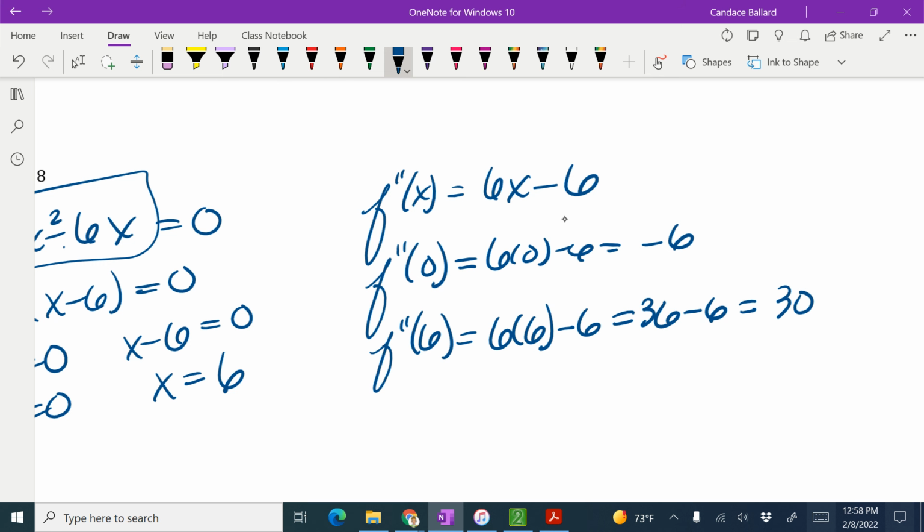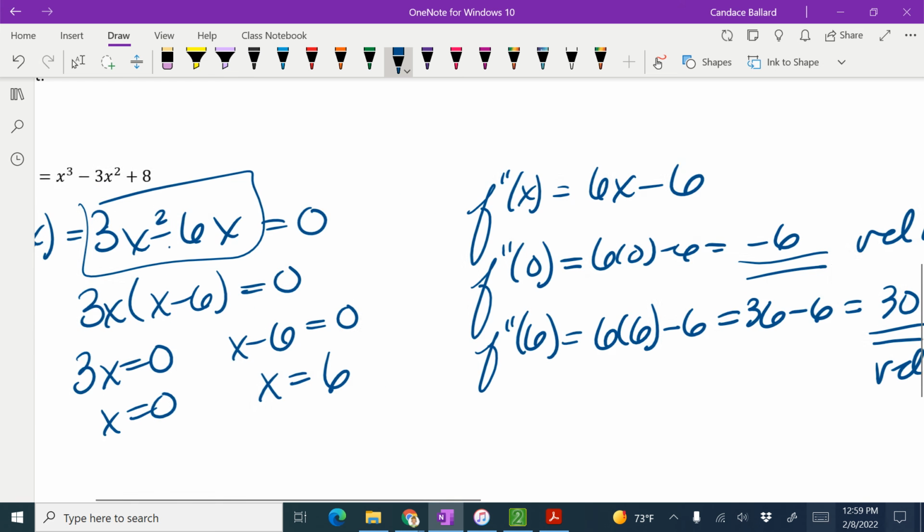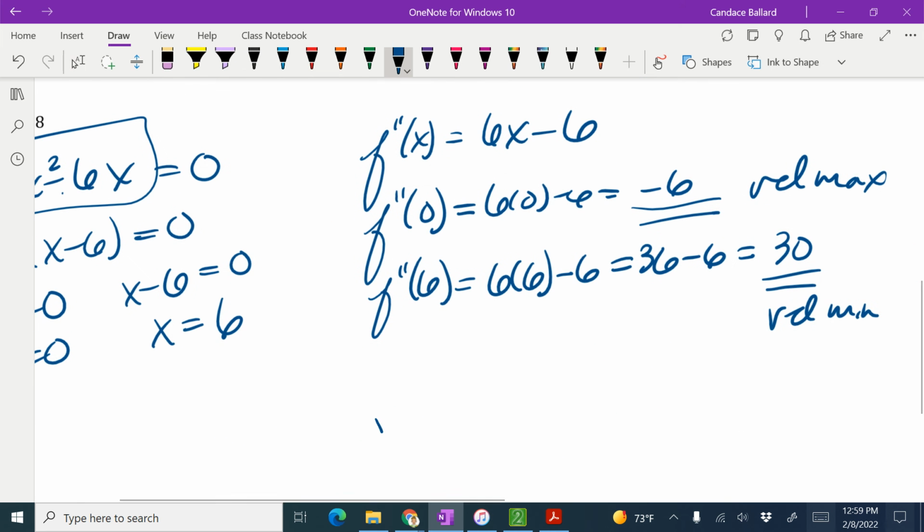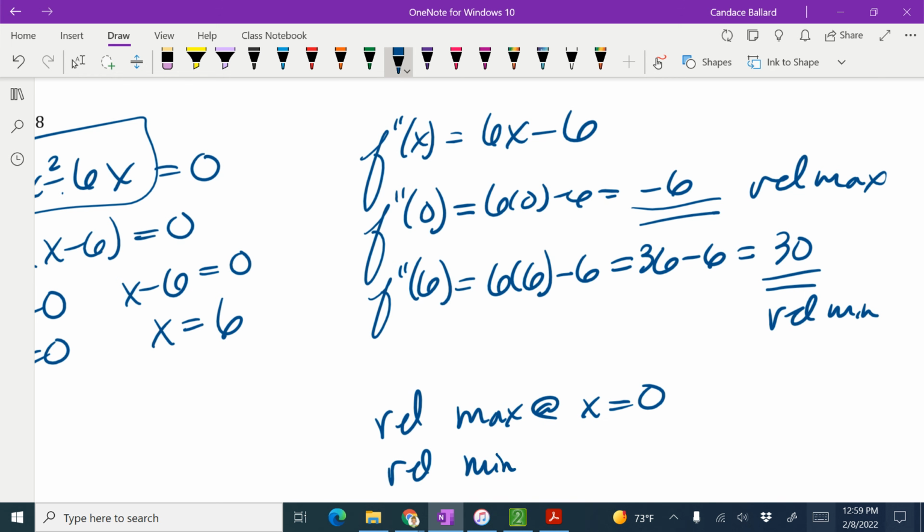Then we know when we get a negative number, a negative is a relative max. When we get a positive number, we have a relative min. Notice in here it's asking us to just find the x values. So we would say that there's a relative max at x equals 0 and a relative min at x equals 6.